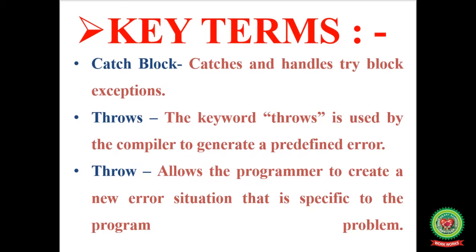Throws keyword. The keyword throws is used by the compiler to generate a predefined error, meaning the built-in error that is already in your Java compiler. And the last key term is throw keyword. It allows the programmer to create a new error situation that is specific to the program problem. It means we can generate our own error.